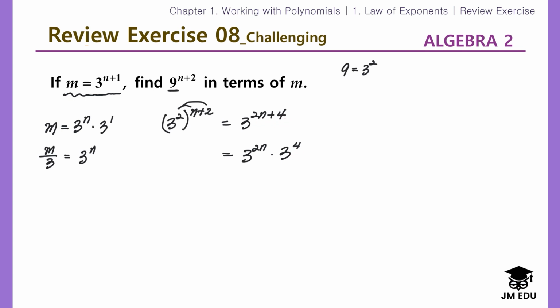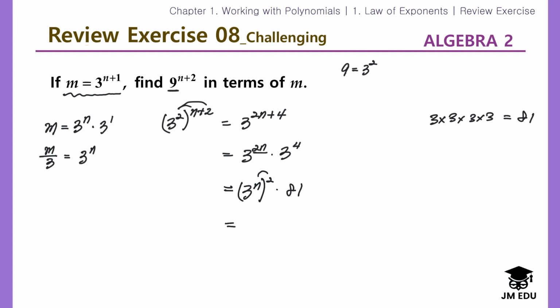So 3 to the n here. 3 to the n is m over 3. We have a 3 to the 2n here, so I'm going to write 3 to the n squared, right? 2 times n is 2n. And we have a 3 to the 4. You can just write 3 to the 4, or if you multiply 3 by 3 by 3 by 3, that's 9 times 9, that's 81, right? So that's 81 actually. So we're almost done.